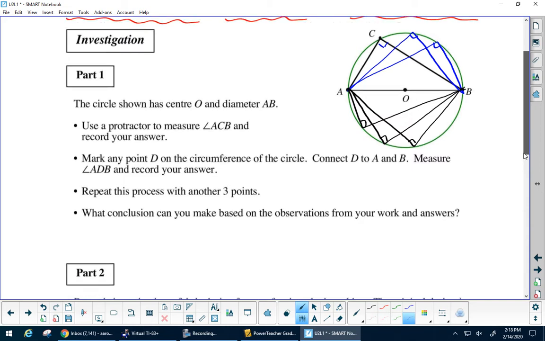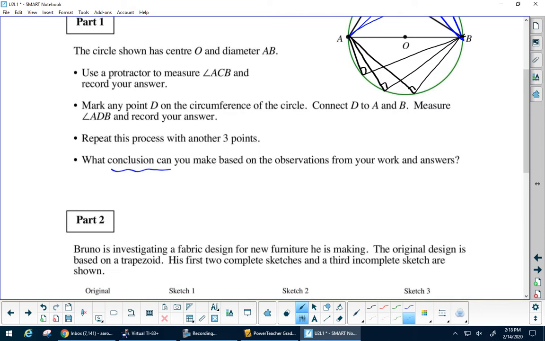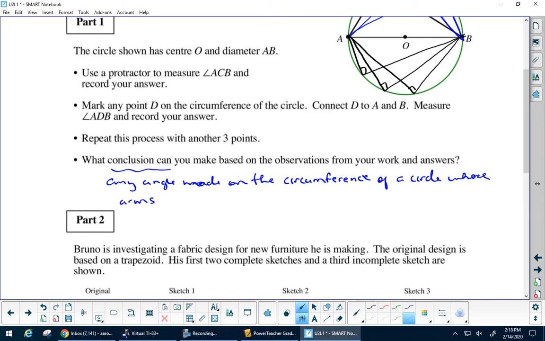So the conclusion you can make is that any angle made on the circumference of a circle whose arms pass through the endpoints of its diameter is always 90 degrees.